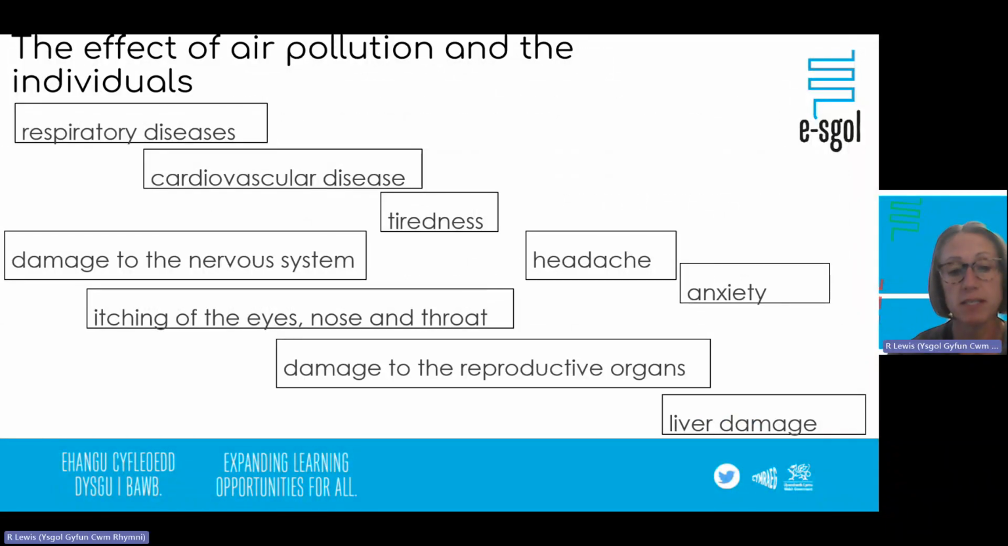So, the effects then of air pollution on the individual. If we looked at this in terms of maybe I live near a factory, maybe I live very close to a busy road, then the likelihood is that I will suffer from a number of respiratory diseases, and also this will obviously affect my lung function. Maybe I have a constant cough, maybe I'm suffering from asthma, maybe I have problems with my nose, and obviously secretion.